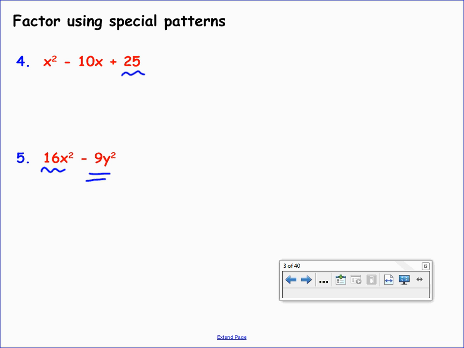So we'll make our pairs of parentheses. What times itself equals 1x squared? Well, x and x. What times itself equals 25? Well, 5 and 5. Given that my last term is positive, are my entries in my binomials going to be same sign or different sign? They have to be same sign. To multiply two integers together and get a positive result, they have to be same sign. Given that they're same sign, if my middle term is negative, they must both be negative. And so we get x minus 5 times x minus 5.